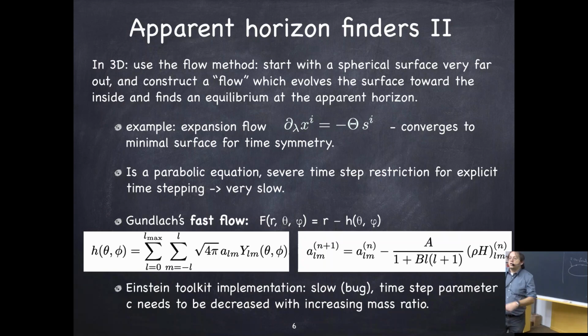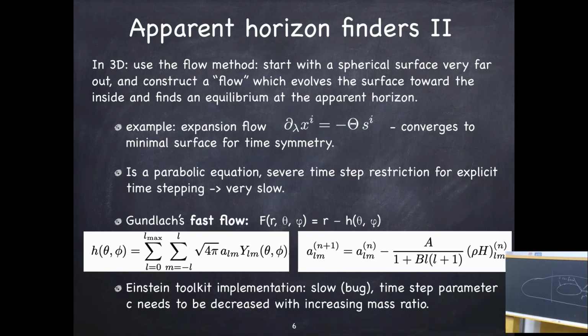So basically, the idea of a flow method is this. This is my actual apparent horizon. That's what I want to find, this surface. So what I do, I start with one which is much bigger than this one. All right? And so now I write down some equation where if I contract this in radius, it will get stuck here. Okay? So it will be attracted to the correct answer.